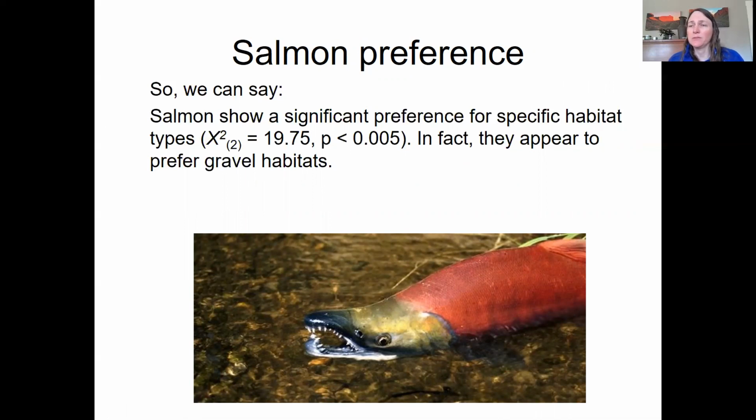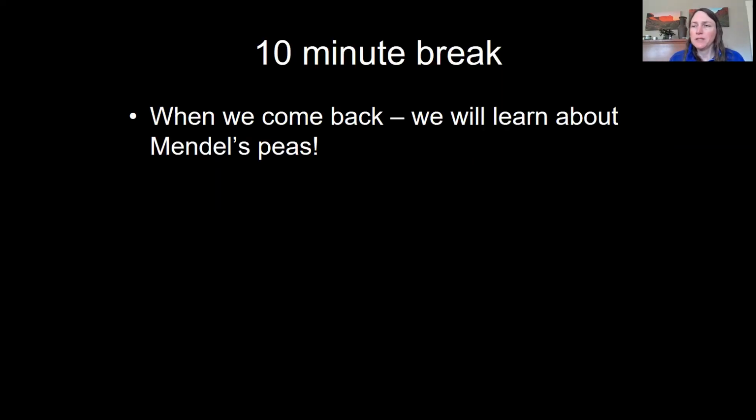So that's one way we can use chi-square tests. We're going to take a 10-minute break, and we're going to come back and learn about Mendel's peas.